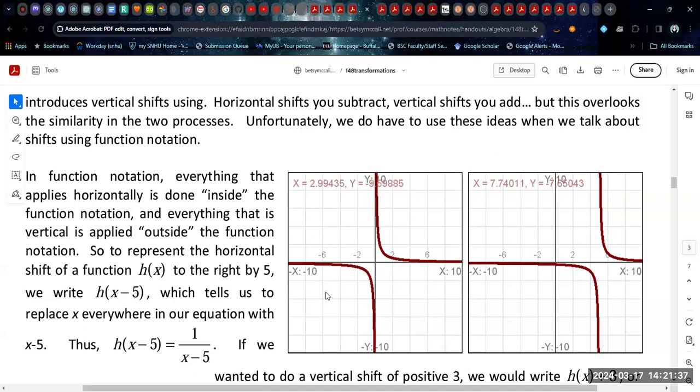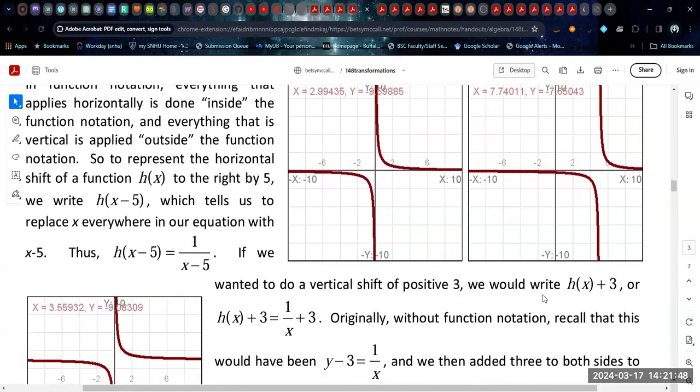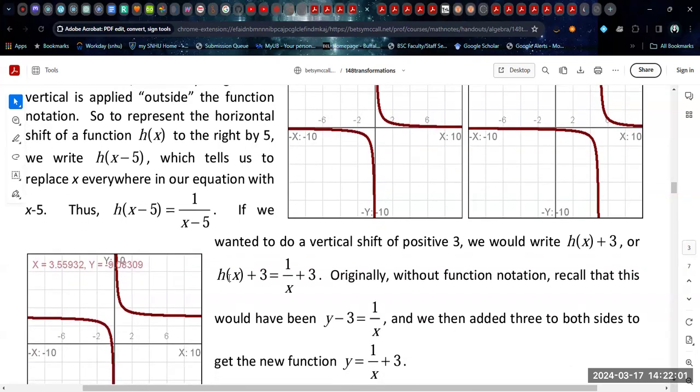And so it takes this 1 over x graph and shifts that vertical asymptote to now occur at 5 instead of at 0. If I wanted to do a vertical shift, then I would write h of x plus 3. So that transformation is happening outside of the original function notation.